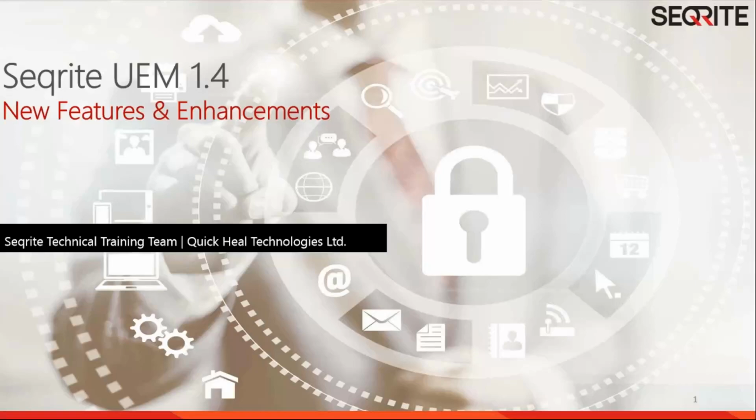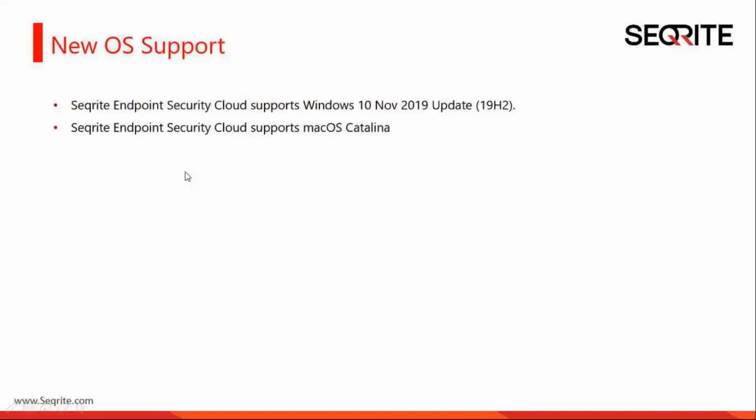Hi, in this video we are going to discuss the new features and enhancements of UEM 1.4. UEM, that is the EPS Cloud version, where we can manage our organization endpoints from a cloud-based console. Let's see the first change.